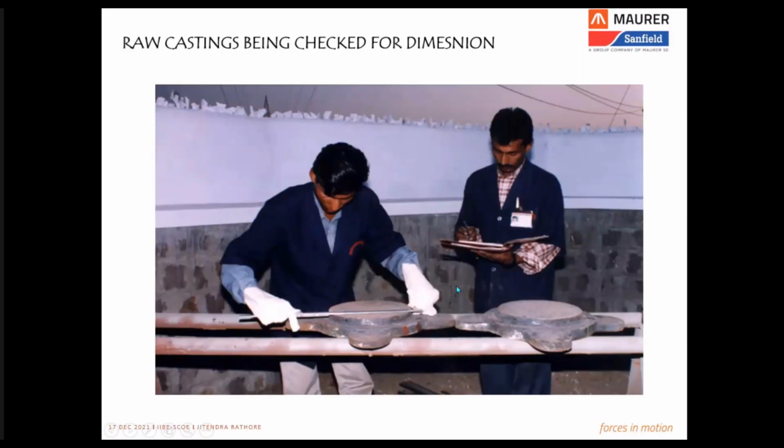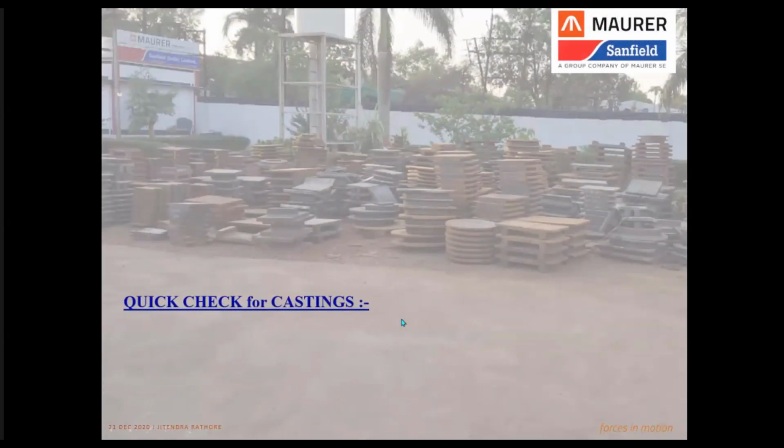The dimensions of the castings are also very important, to ensure that after machining you get the desired dimension. The soundness of the casting is also important, which you can ensure by NDT testing like the ultrasonic test.